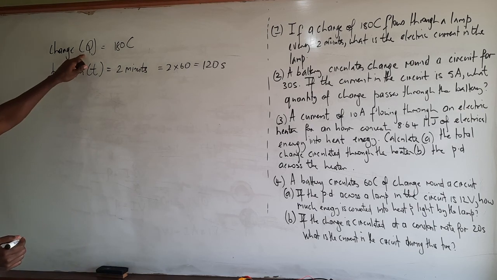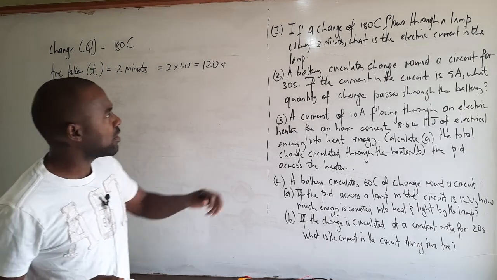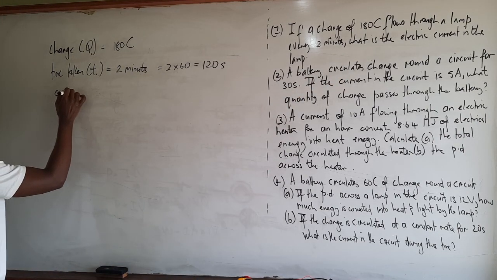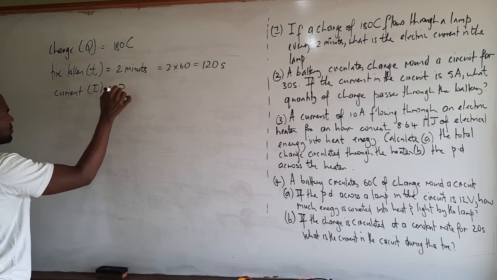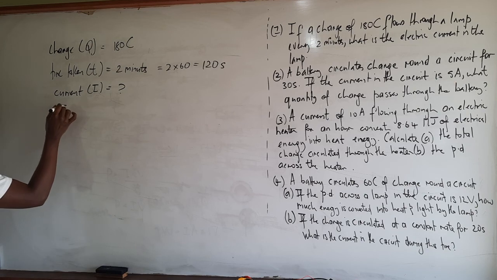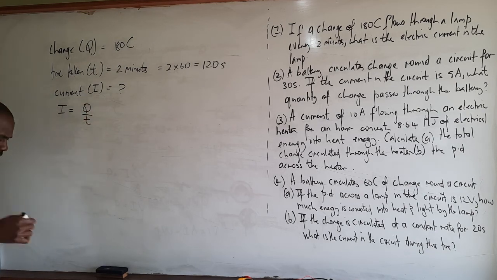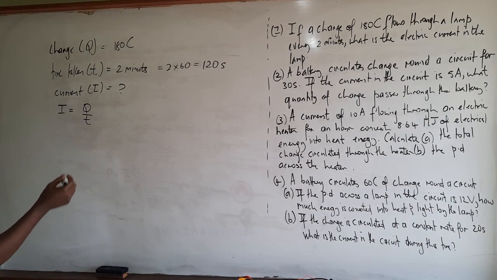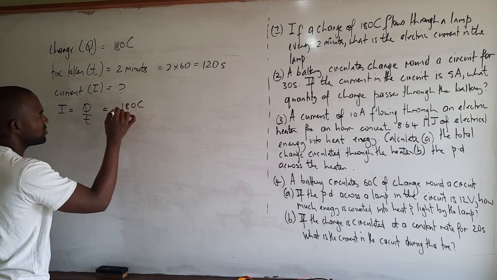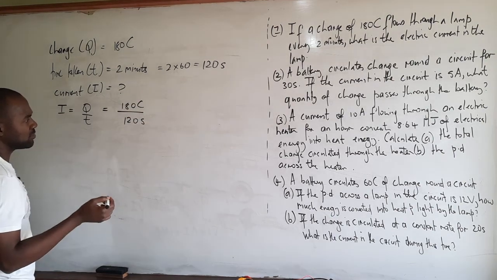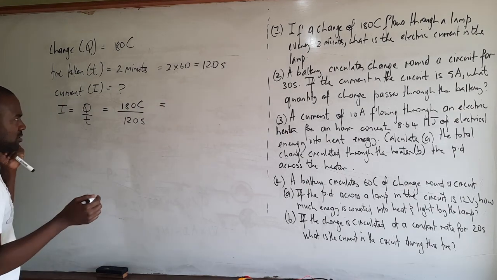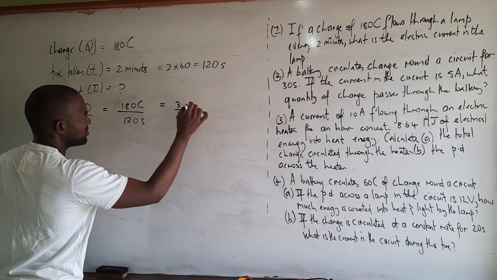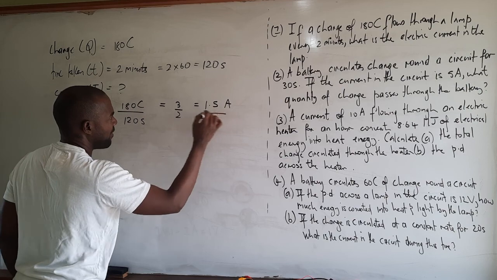So we're given the charge Q and the time T, and we're asked to find the current which is flowing in the lamp. And so what we want to find is the current I. So using our equation, I equals Q over T. Of course, if you recall, current is the rate of flow of charge. And from that definition, we get that I is equal to Q over T. And therefore, this gives us 180 coulombs divided by 120 seconds. This basically simplifies to give us 3 over 2, which essentially is equal to 1.5 amperes.